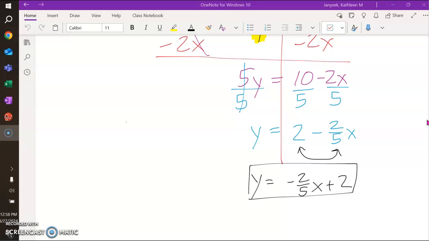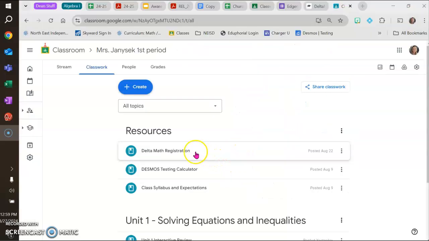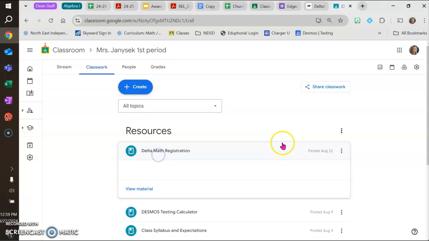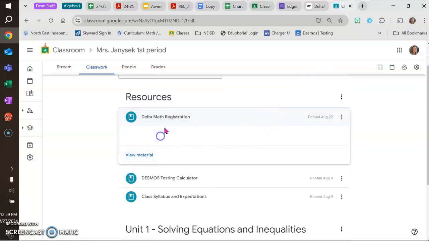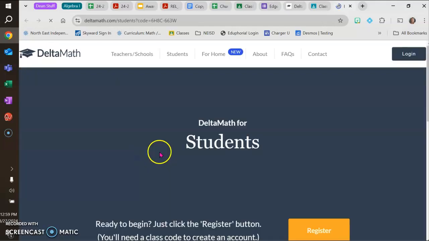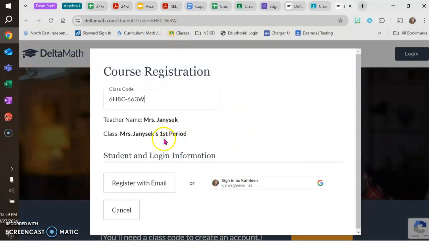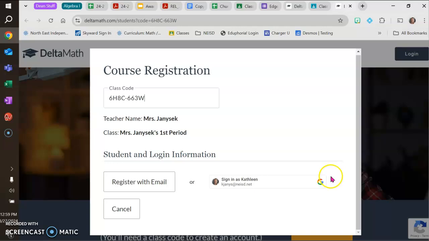Now what you need to do is to go into Delta Math today and work on some of the practice that's in there. If you have not registered for Delta Math, you need to do that first. Many of you already have, but if you haven't, you need to register for Delta Math in Google Classroom first. Go to Classwork, go to Delta Math Registration. For some reason, it's not showing up the link. Oh, there it was. There we go. So see, this one says first period. If you're in my second or fourth period, it'll say second or fourth period. It has the code there and everything. Sign in with Google, and then there will be a button that says create your account once you've signed in with Google, okay?